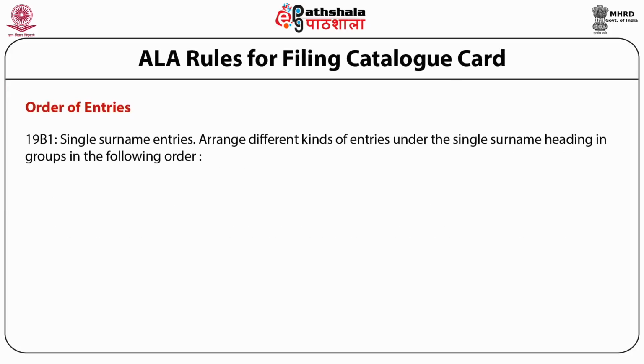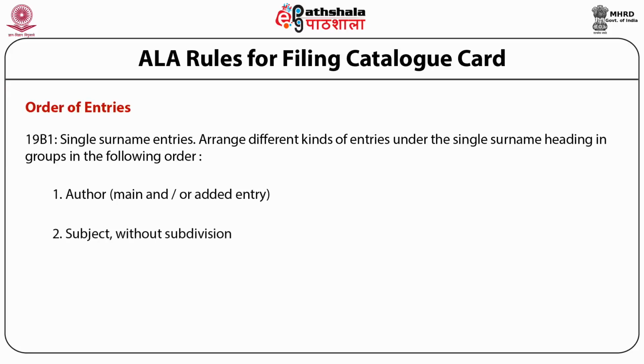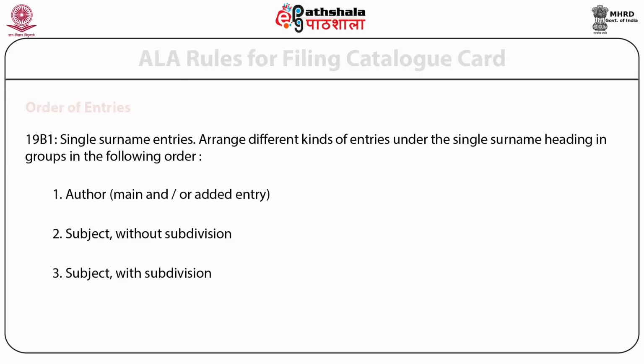Rule number 19B1. Single surname entries: arrange different kinds of entries under the single surname heading in groups in the following order. First, author, main and/or added entry. Second, subject without subdivision. Third, subject with subdivision.